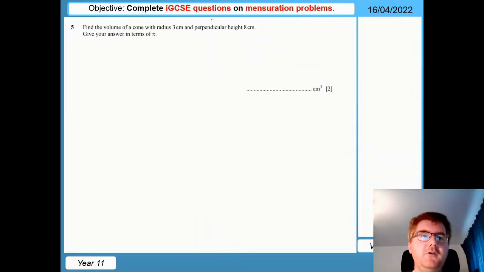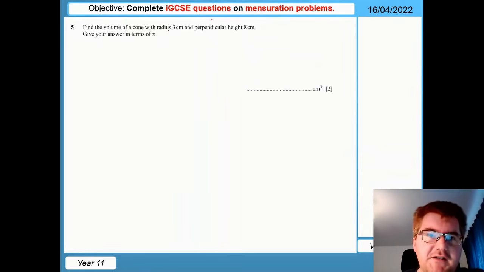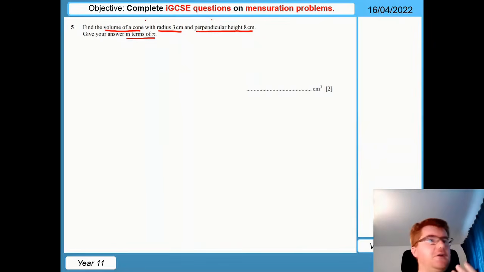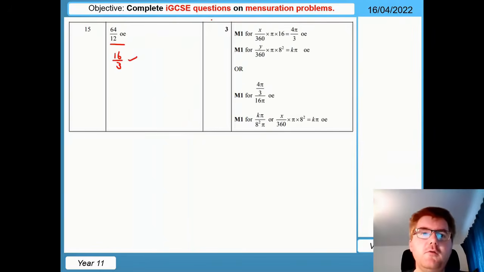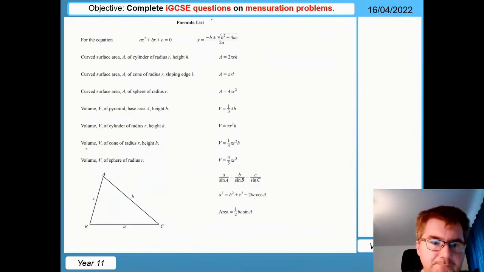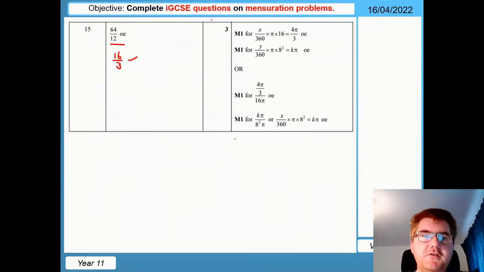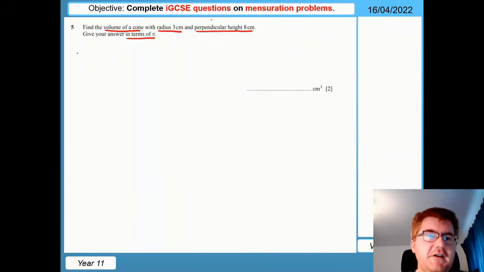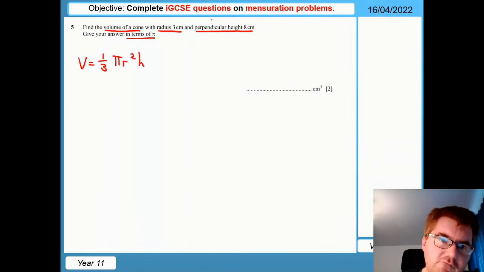So we want to find the volume of a cone with radius 3 and perpendicular height 8 centimeters. Give your answer in terms of pi, which is kind of a classic question. Now, if you don't know the volume of a cone, that is not a problem. Let's go all the way back because we have that formula. Volume of cone, and we're given that as V equals 1/3 pi r squared h. So first of all, I'm going to show the examiner I've actually read the formula sheet and write that in there.